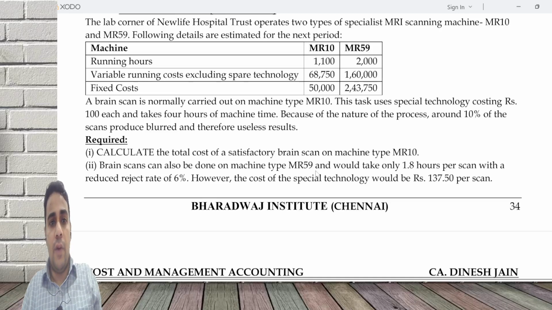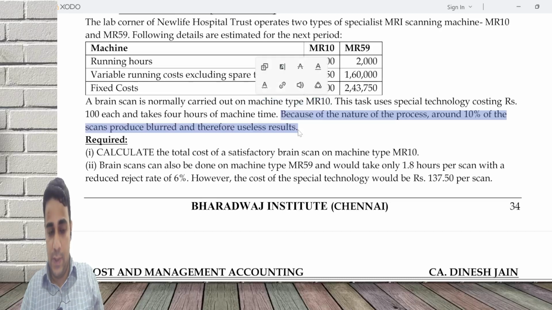The lab corner of a New Life Hospital Trust operates two types of specialist MRI scanning machine, MR10 and MR59. Following are the details for the next period: MR10, running hours, variable running cost, fixed cost. A brain scan is normally carried out on machine type MR10. This task uses special technology costing 100 each and takes 4 hours of time. Because of the nature of the process, 10% becomes blurred and therefore a useless result. So whatever you are doing, 10% is wastage. Calculate the cost of a satisfactory brain scan on machine type MR10.